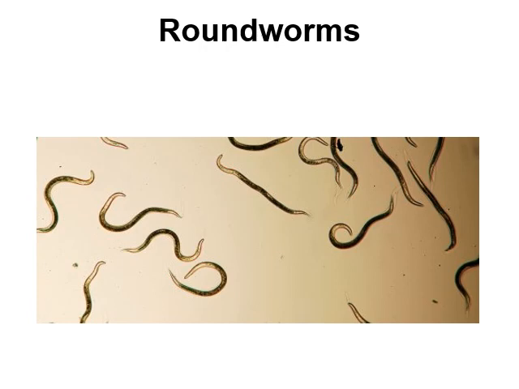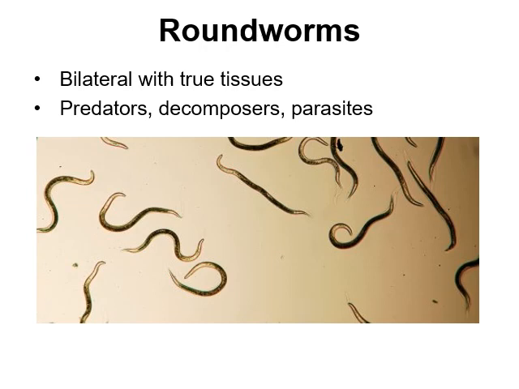Okay, so we'll just talk about the roundworms, and then you can learn about the rest of the animals in the next part of the Chapter 17 video lecture. So the roundworms, like the others, are bilateral with true tissues. And what these things do is some are predators, some are parasites. So, for instance, if you were to eat a questionable piece of fish, you could end up having a roundworm in you. But the majority of them are decomposers, meaning that they break up dead things.